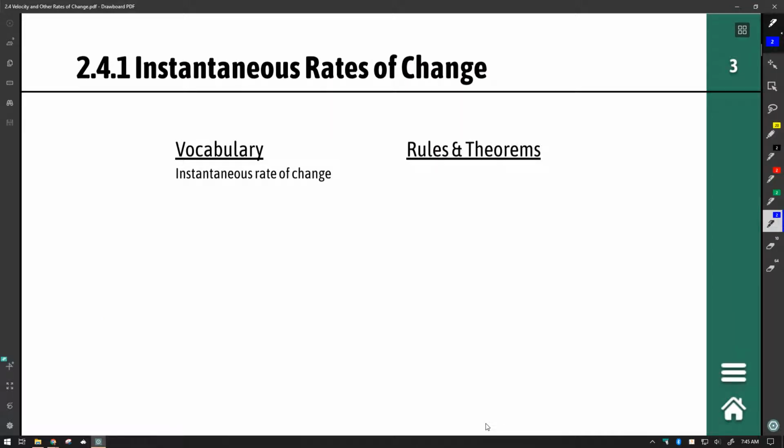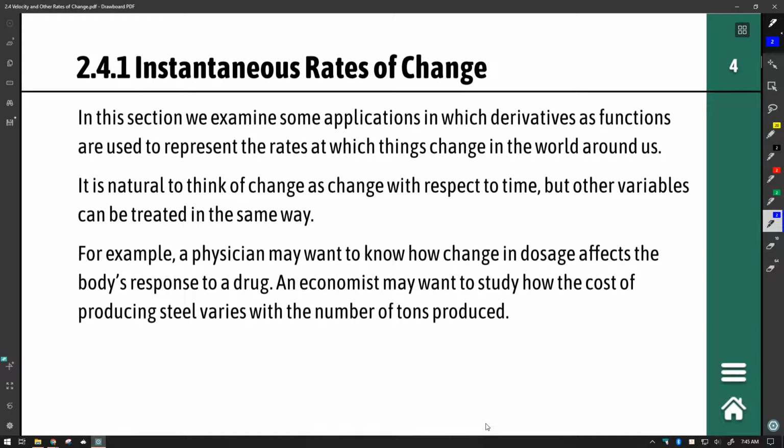And there's one new vocabulary word, and it's exactly what the title of this section is, an instantaneous rate of change. So we want to make sure that this phrase is well defined before we go any further in the study of rates of change. So we're going to take a look in this section at some applications where derivatives as functions are used to represent rates at which things change in the world around us.